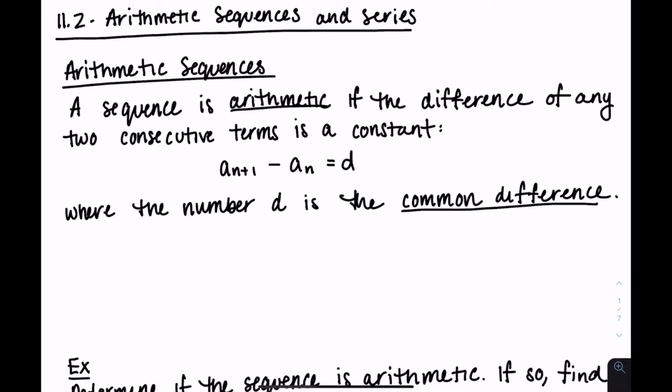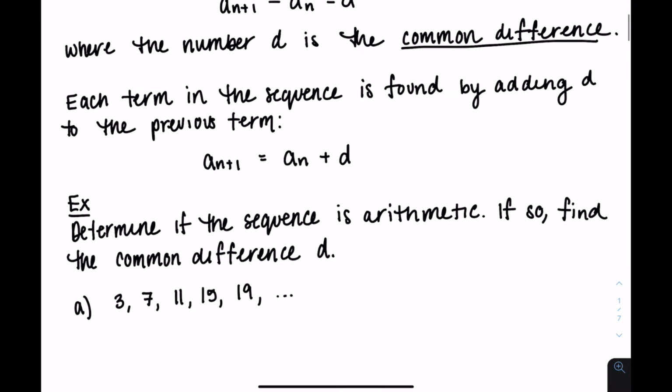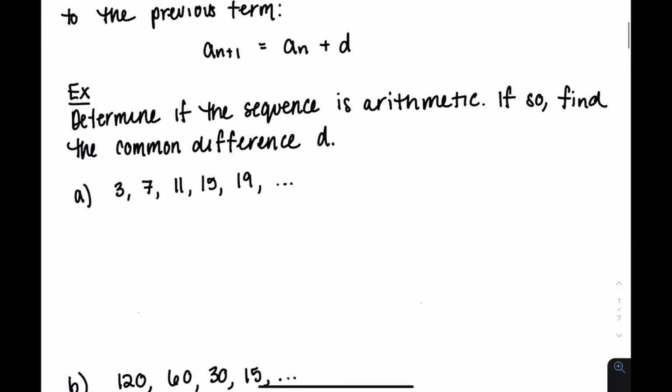So this d is going to be the common difference, hence d. Each term in your sequence is found by adding that common difference to the previous one. So you technically have a recursive definition for this sequence, but you're going to see we are able to write an explicit formula for this as well. So let's go ahead and determine if the sequence is arithmetic. If so, we want to find that common difference d.